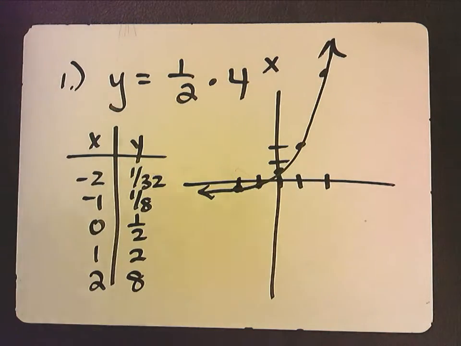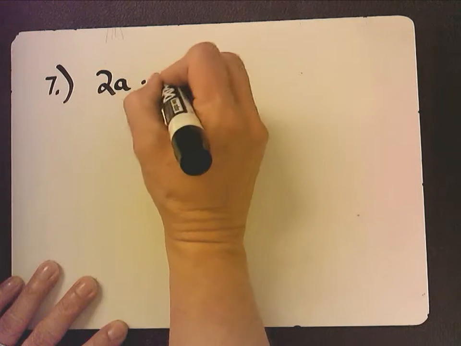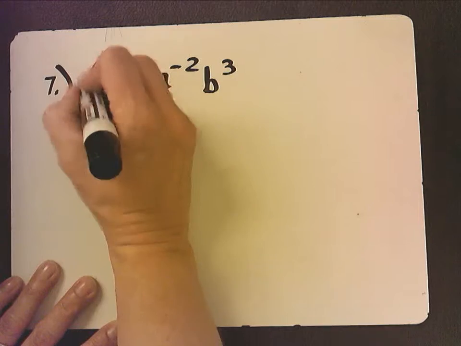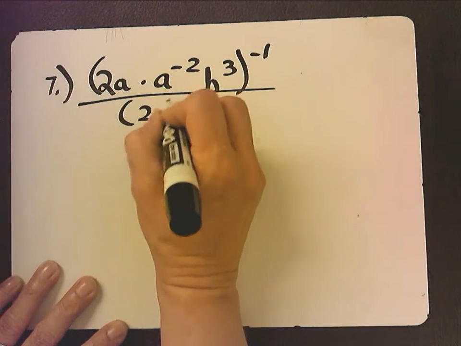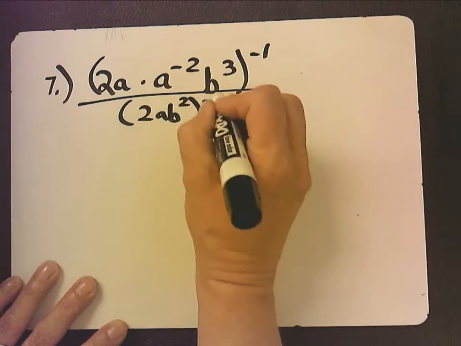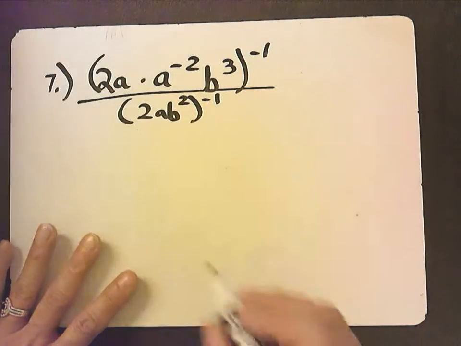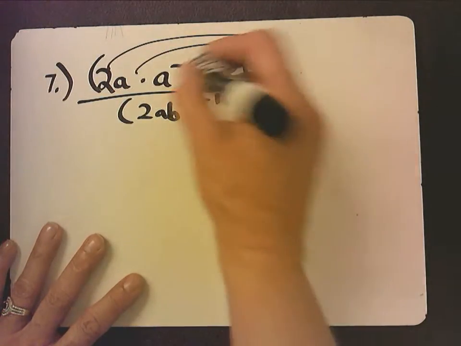Now, let's do number 7. Okay. Number 7, we're working with exponents. 2a times a to the -2 b cubed. This whole thing raised to the -1 all over 2ab squared raised to the -1. So one way to do this is to fake distribute the -1 to every factor.